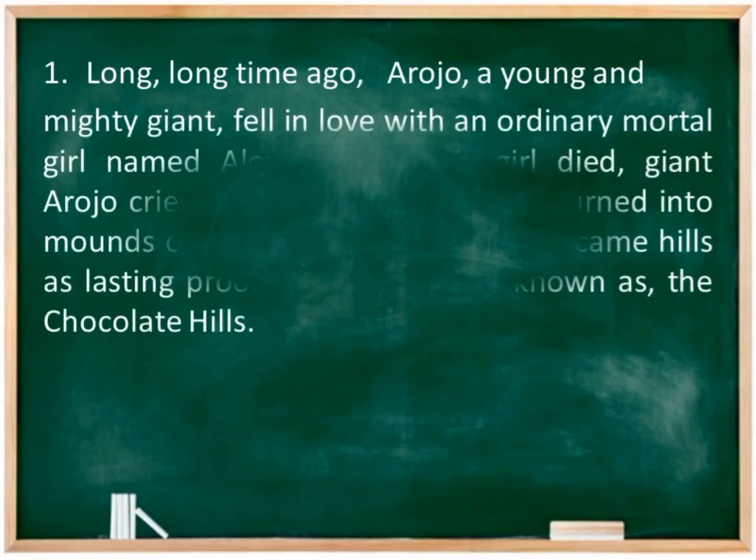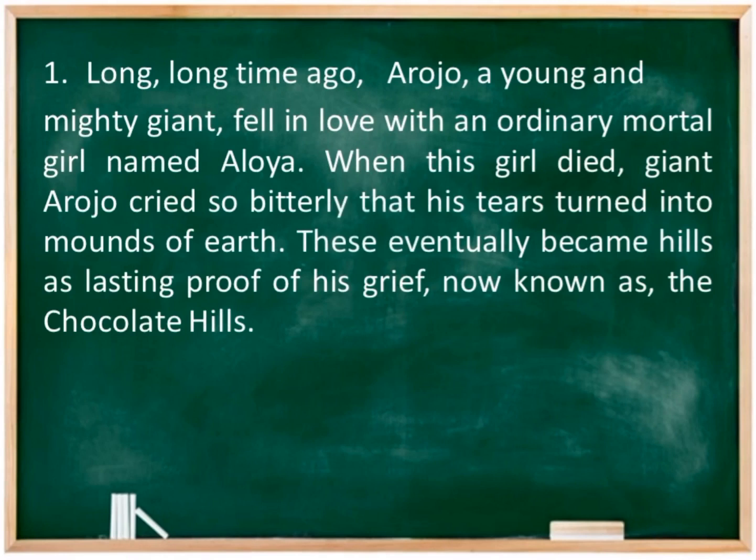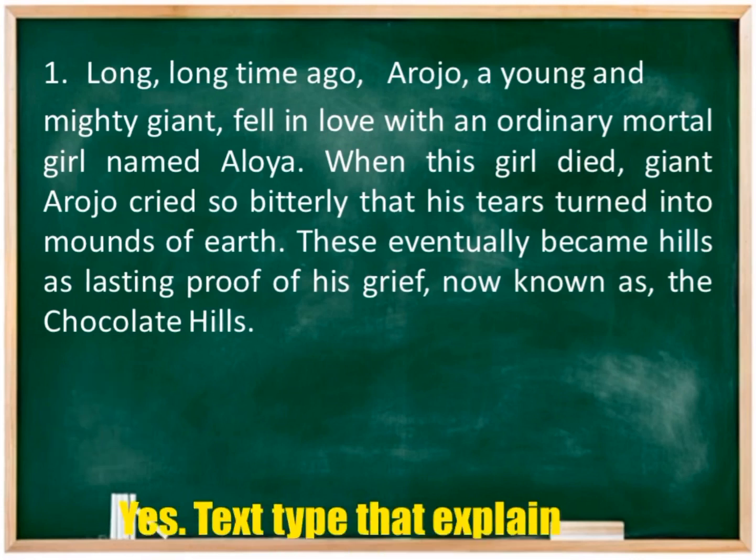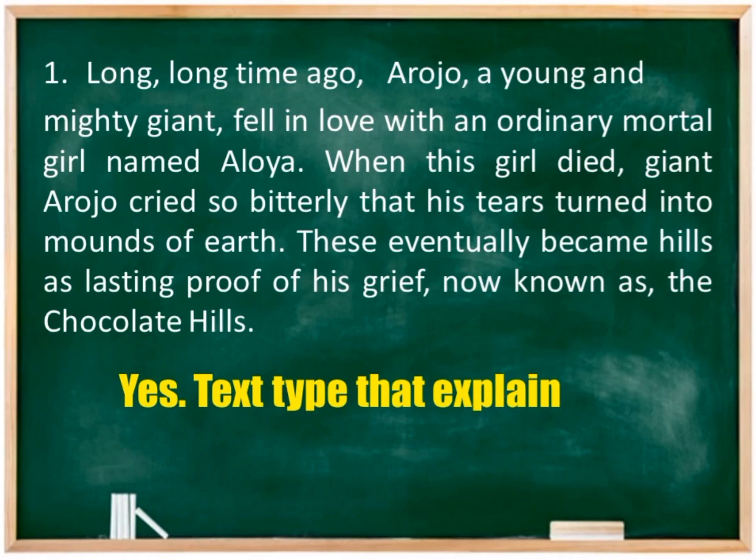Number 1. Long time ago, Arojo, a young and mighty giant, fell in love with an ordinary mortal girl named Aloya. When this girl died, giant Arojo cried so bitterly that his tears turned into mounds of earth. This eventually became hills as lasting proof of his grief, now known as the Chocolate Hills. Very good. The answer is yes.